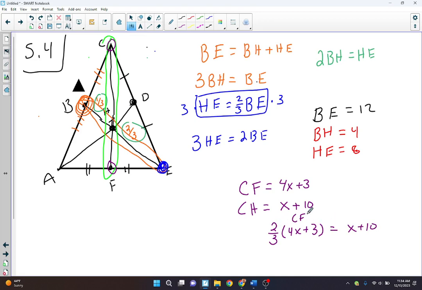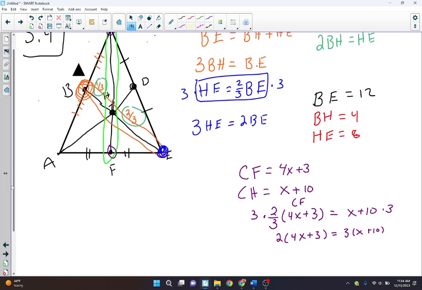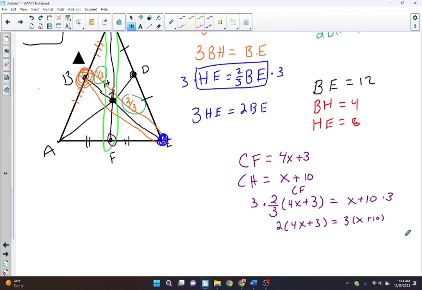If you distribute the fraction, that'd be really annoying, so you could just multiply both sides by 3. So it's going to be 2 times 4x plus 3 equals 3 times x plus 10. This would be the hardest setup, but usually it's either a third or a half. So 8x plus 6 equals 3x plus 30. 5x equals 24. X equals 4.8, dividing by 5 on both sides.